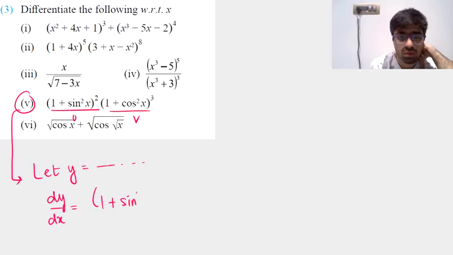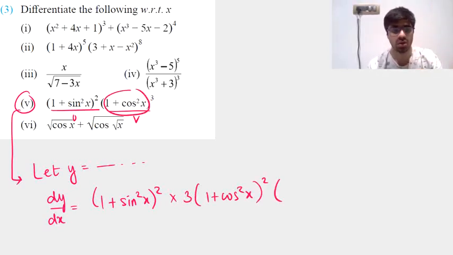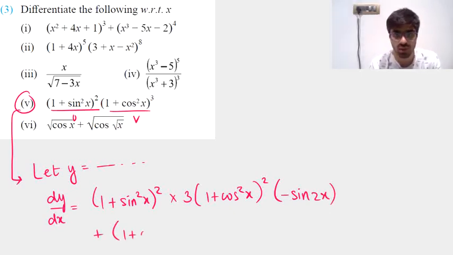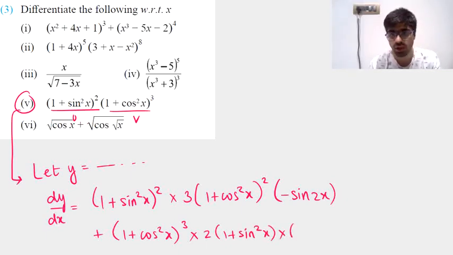u into the derivative of v, which is 3 into (1 plus cos square x) the whole power 2, into the derivative of this term, which is 0, plus the derivative of cos square x, which is minus sin 2x, plus v into the derivative of u. So v is (1 plus cos square x) the whole cube, into the derivative of u, that will be 2 into (1 plus sin square x), into the derivative of 1 plus sin square x, which is 0, plus sin 2x.